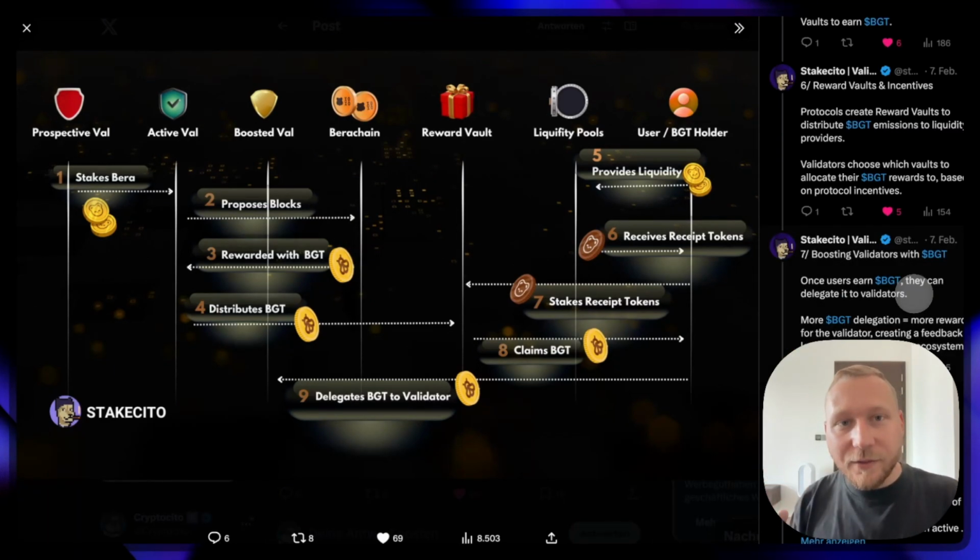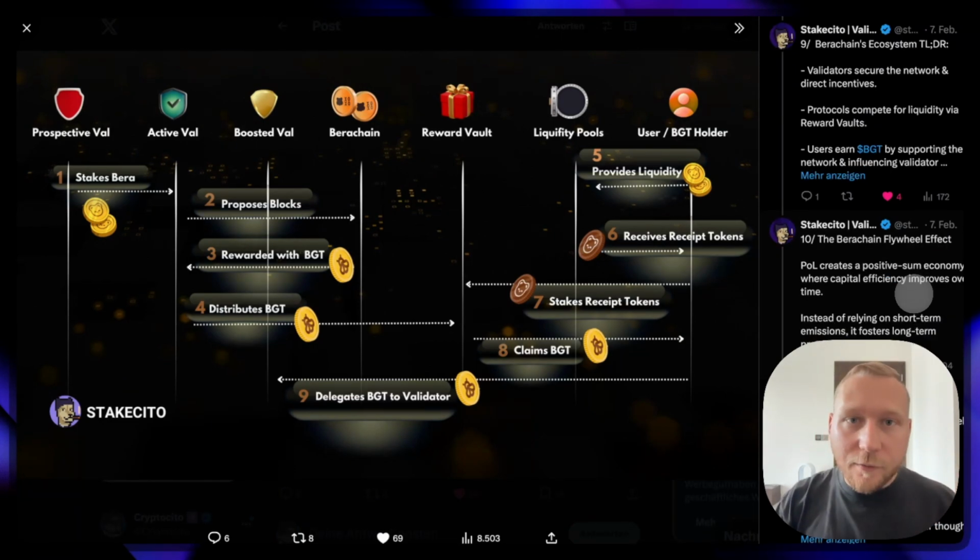There will be an incentives marketplace in which applications can whitelist their liquidity pools to be eligible for receiving BGT incentives, so that validators like us can direct their BGT emissions to that pool as an incentive for that application. So the TLDR for us as validators is we stake Bera, we get BGT in rewards, and then we also direct our BGT emissions to so-called reward pools, which is then used as an incentive to bootstrap and grow liquidity.